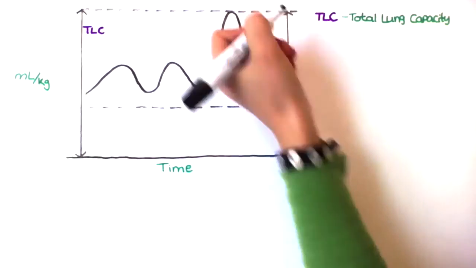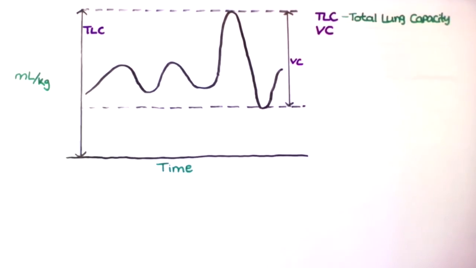Next, we're going to take a look at vital capacity, or VC. Vital capacity is the amount of gas that can be exhaled after a maximal inspiration. So what you do is take a deep breath all the way in and then blow it all the way out. And that would be your vital capacity.